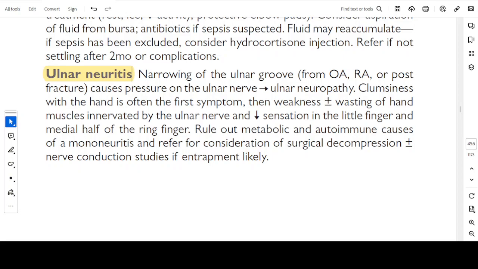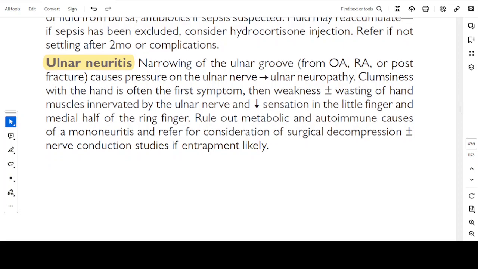Rule out metabolic and autoimmune causes of a mononeuritis and refer for consideration of surgical decompression plus nerve conduction studies if entrapment is likely.